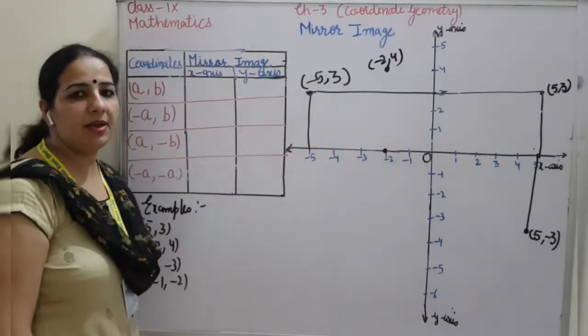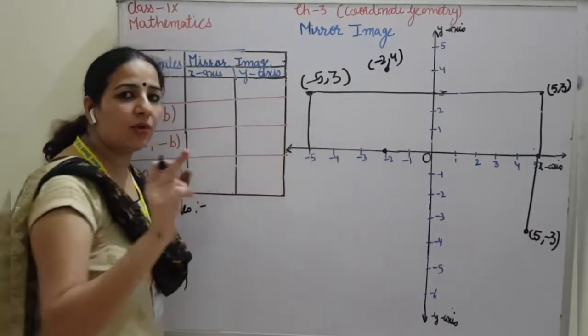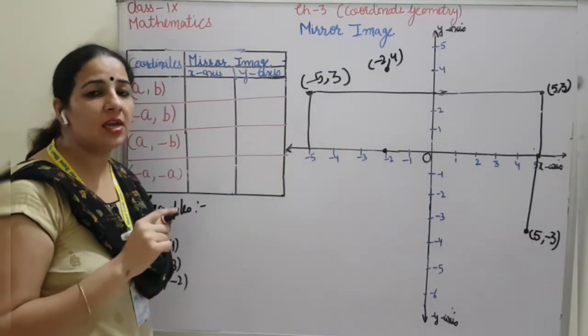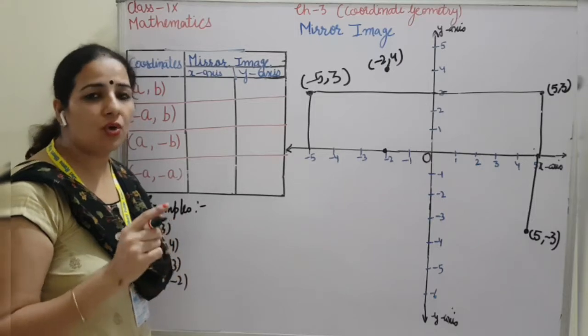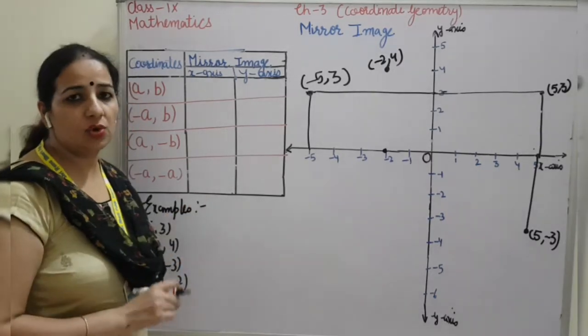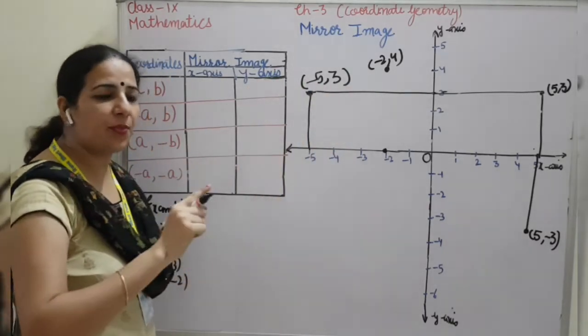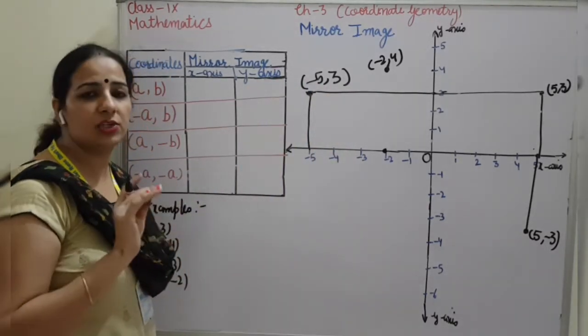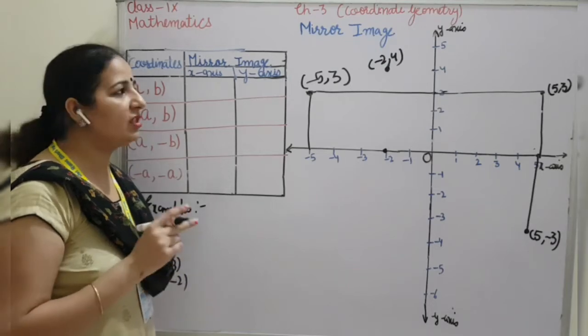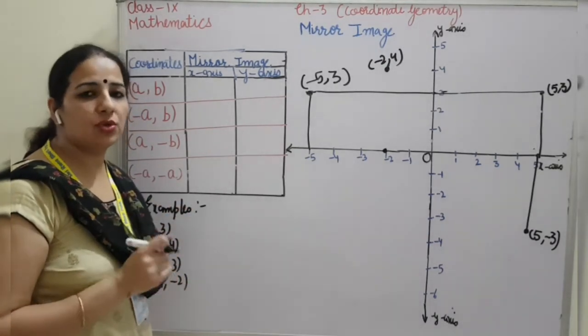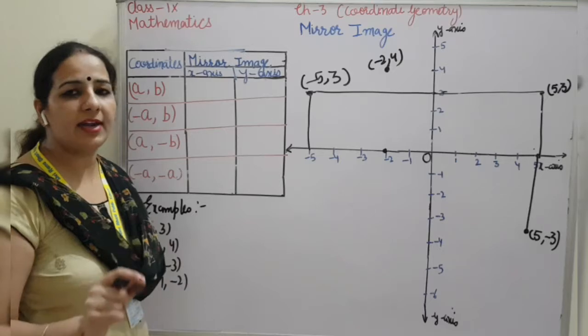What is the mirror image of (-2, 4)? My question is incomplete, because I should ask what is the mirror image of (-2, 4) from the x-axis or from the y-axis. If from the x-axis, the x point will remain the same, meaning -2. The y point will be changed, meaning 4 will be changed to -4. So the answer will be (-2, -4).